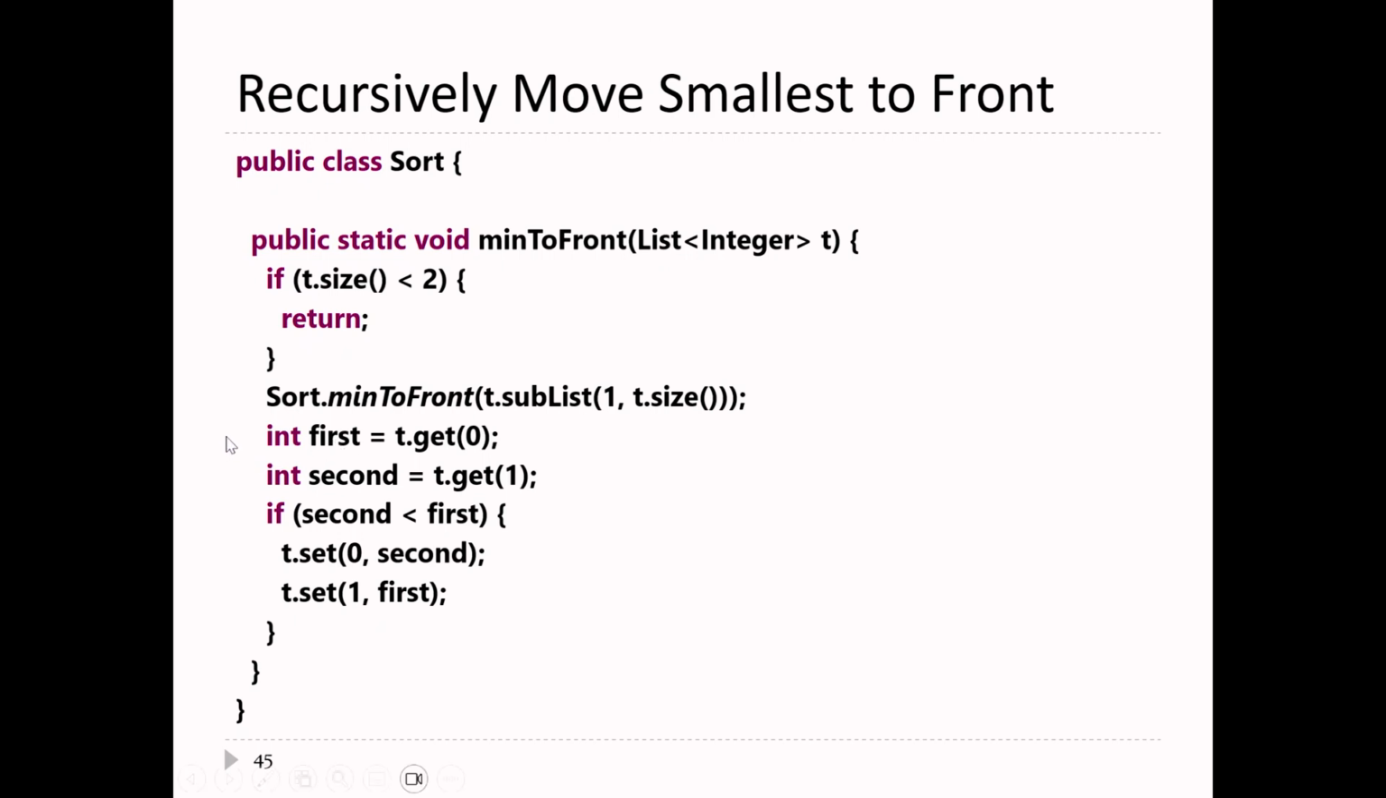And now I do the comparison here. The first element in the list you get by calling get, so t get 0. The second element in the list you get by calling get, so it's t get 1. If the second element is less than the first element, switch the first and second. So how do you set an element in the list? Well, you call set. So I'm going to set the element in index 0 to second. I'm going to set the element in index 1 to first. And that's the recursive part of the method.